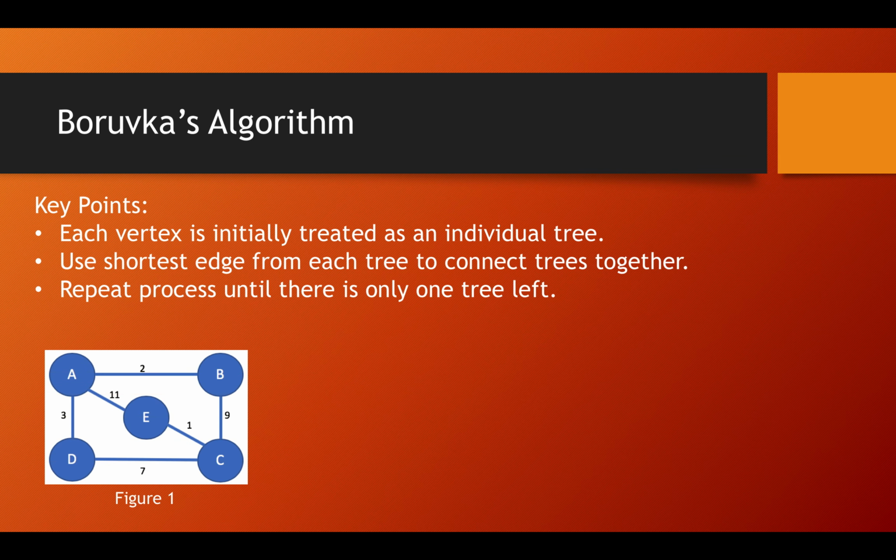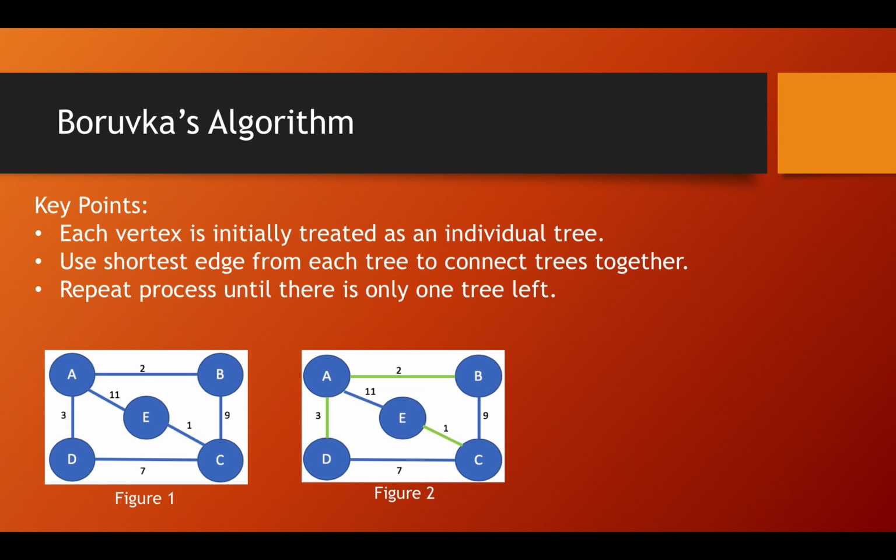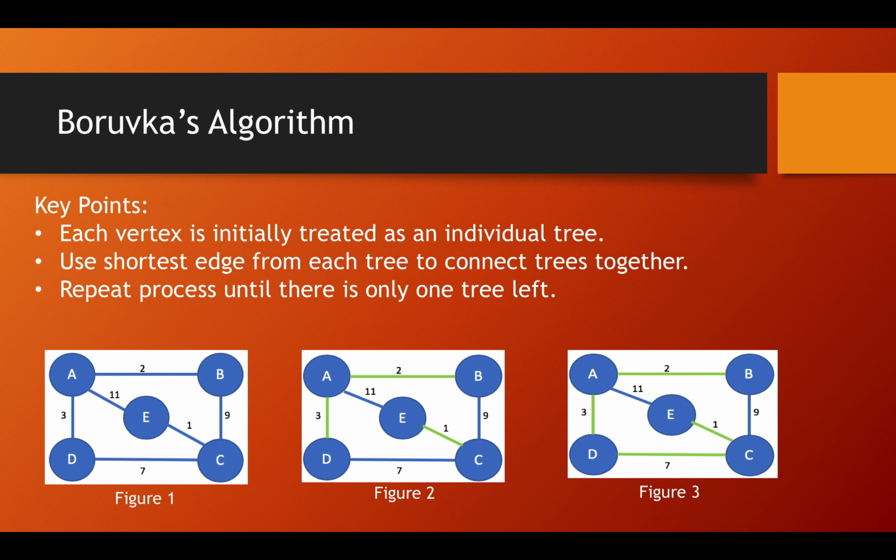Below is a graph A, B, C, D, E. The algorithm analyzes each vertex and locates the least cost edge. Figure 2 shows a selection of these edges to create 2 trees, D, A, B, and C, E. We now find the lowest cost edge which connects the 2 trees. The edge CD is respectively chosen. Figure 3 is the MST of the graph.